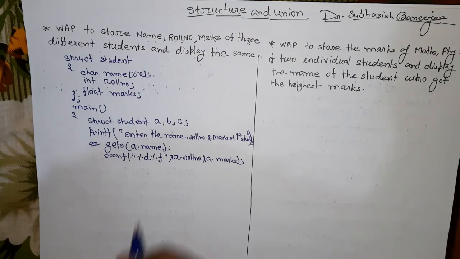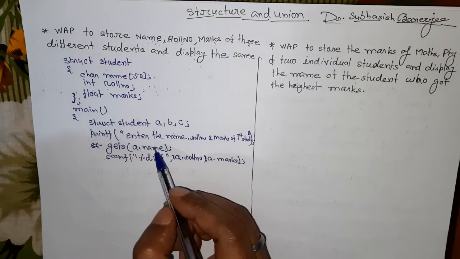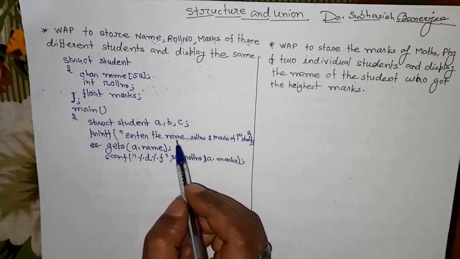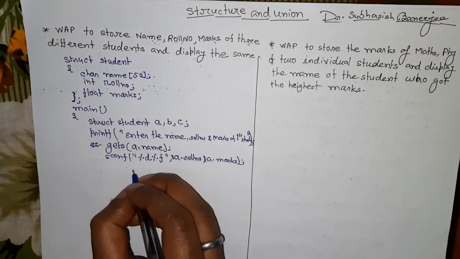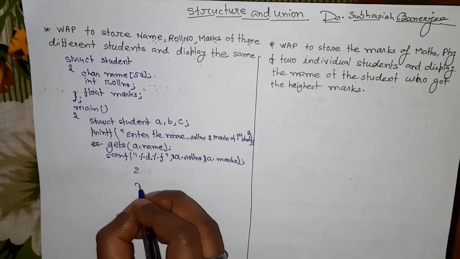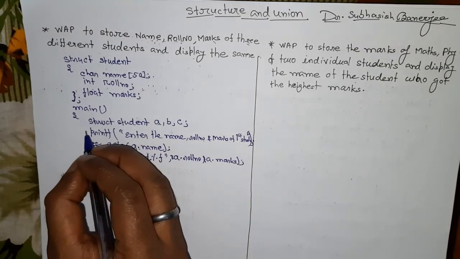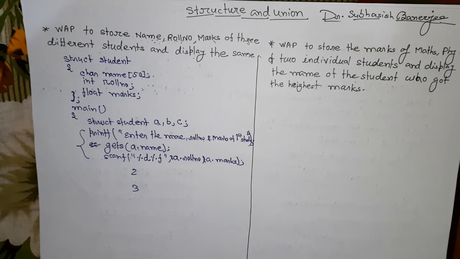Is this fine? So far we have asked for the marks of the first student. We have name, roll number and marks. Similarly, we may ask about the second student, and we may ask about the third student.